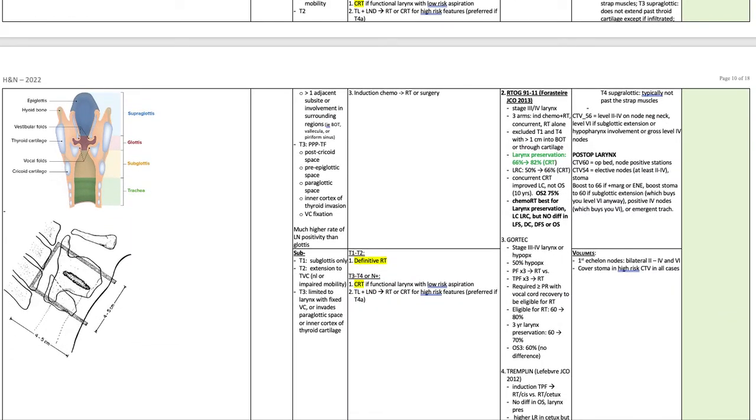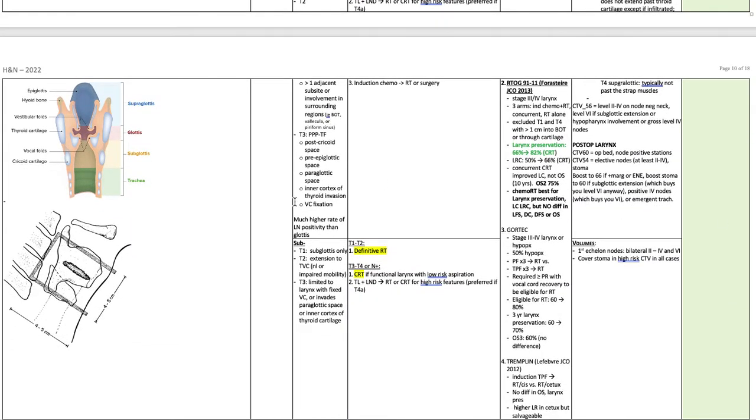Other images I just want to show you here. This is sort of a coronal view. The blue is supraglottic, red is glottic, yellow is subglottic, and then green is the trachea. Again, you can see the epiglottis here. Here's the hyoid bone separating the epiglottis and the supra-hyoid from the infrahyoid epiglottis, which is part of the supraglottic larynx. You can see the vestibular folds here. There's the thyroid cartilage. The vocal folds are here. Cricoid cartilage is where everything ends. This is what a 5x5 field looks like for just an early stage larynx cancer.